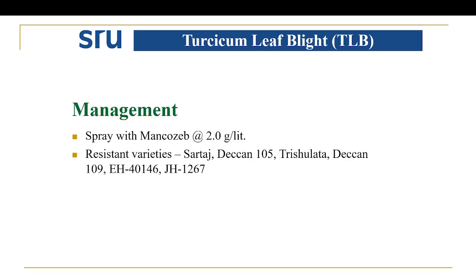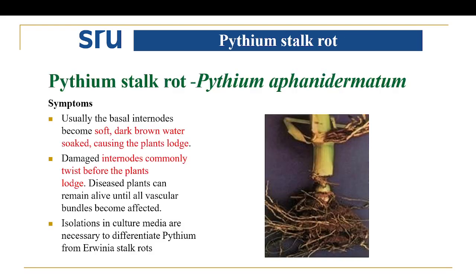So coming to management of Turcicum leaf blight, we can apply chemical fungicides like mancozeb, carbendazim, or any triazole fungicide like hexaconazole, propiconazole at the rate of 1 ml per liter. Some resistant varieties like Deccan 105, Deccan 109, and JH 1267 are recommended.